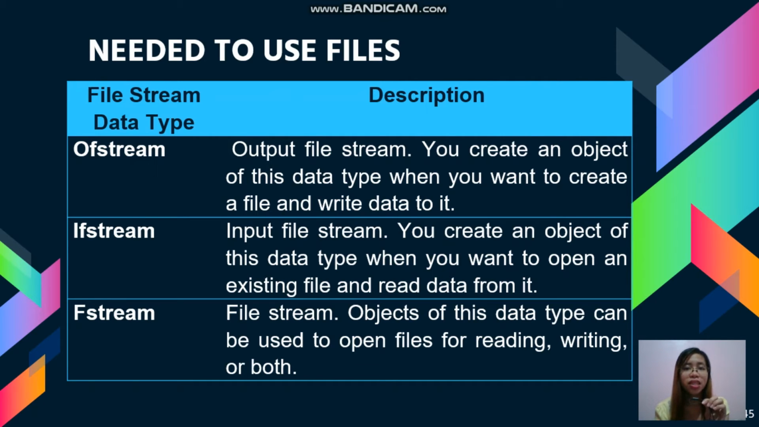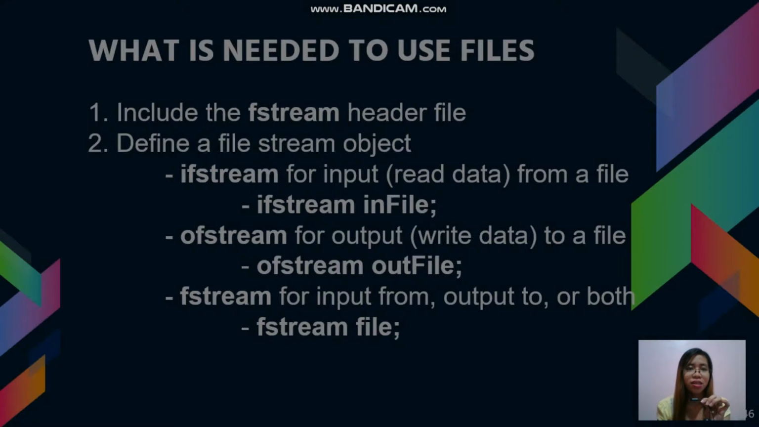So, with ofstream, we use it to write data for later use. And with input file stream, we use it to open an existing file that already has data inside, and we just want to display or retrieve that data. And last, we have fstream. The object of this data type can be used to open files for reading, writing, or both. So, these are also what we need for files.